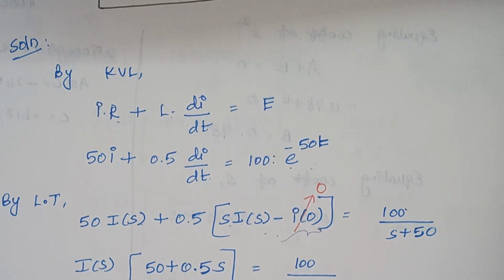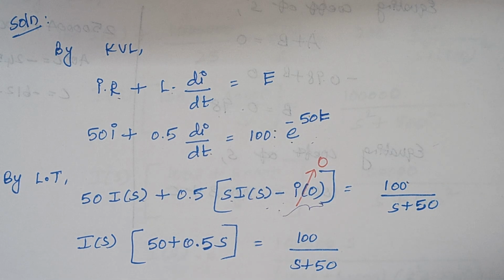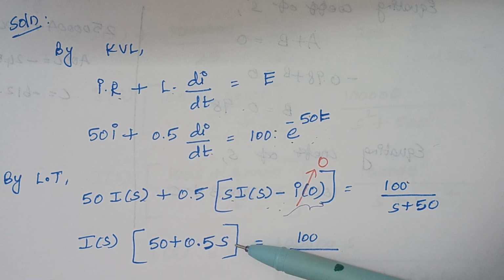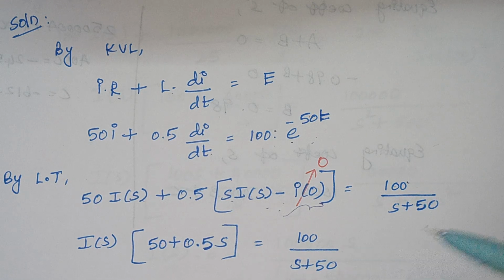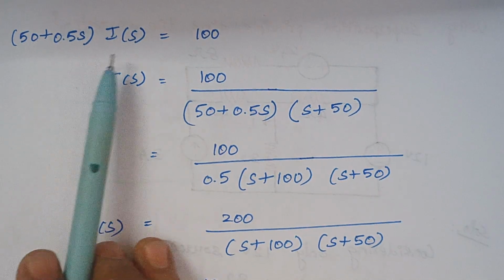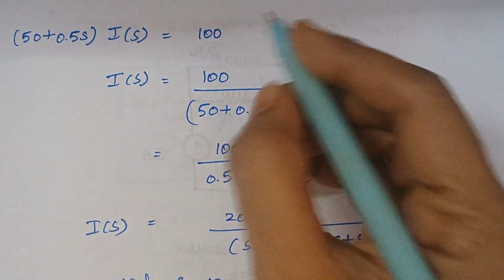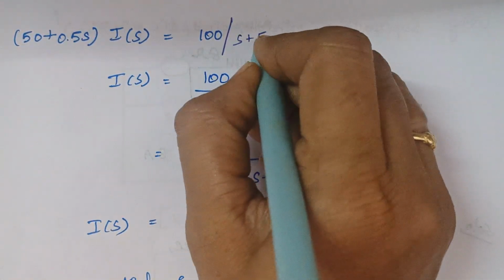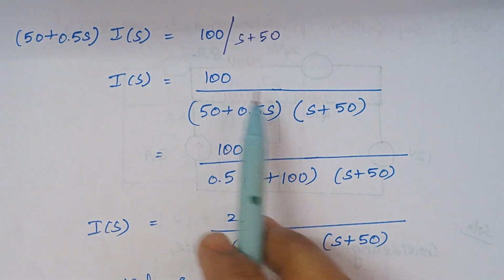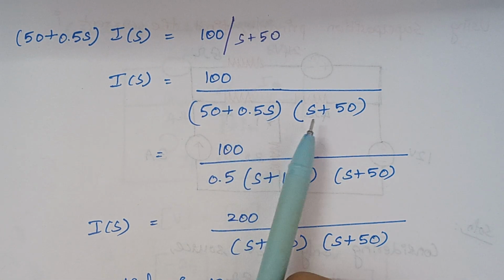So the next step is we are going to take I of s commonly outside. So when you take I of s outside, this is our expression, right? The remaining things remain as such. So here, when you rewrite an expression for I of s, so I of s is given by 100 divided by, sorry, here s plus 50 is missing. 100 by s plus 50 into 50 plus 0.5 s, right?